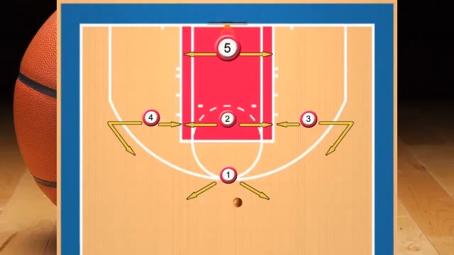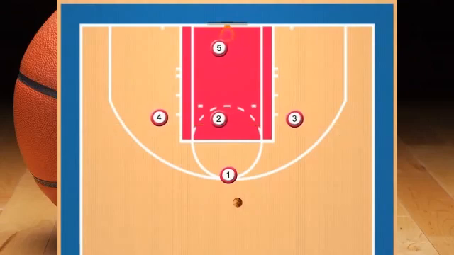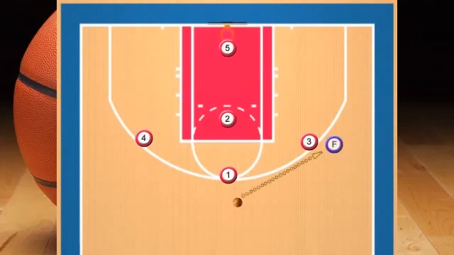There are also disadvantages of the 1-3-1 zone defense. First off, there are a few areas that can be exploited. The 1-3-1 zone defense is weak in a couple of areas, specifically the corners and high post.